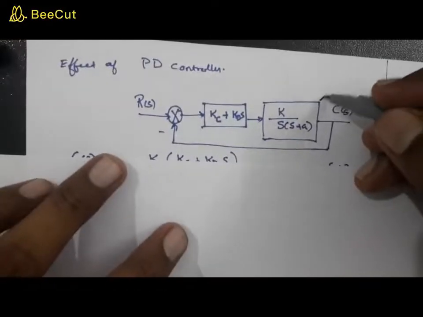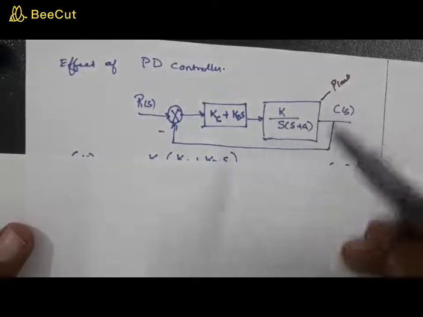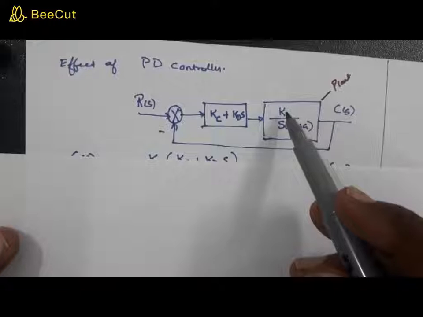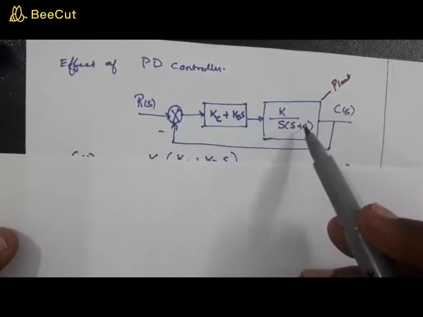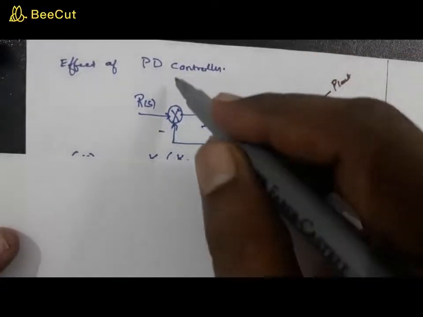This one represents the plant, or the process which is to be controlled. K by s into (s plus a) is the transfer function of that particular process, where K can be the forward path gain. And in addition to this, I have attached a controller called a PD controller.